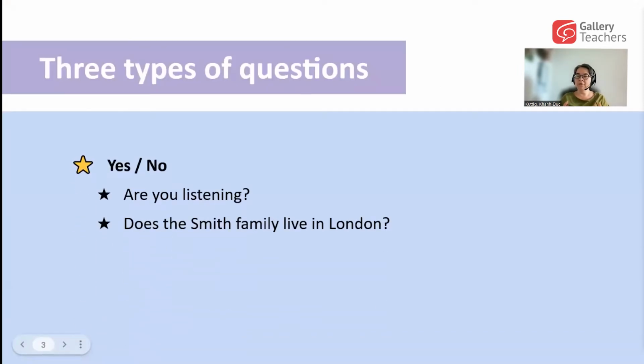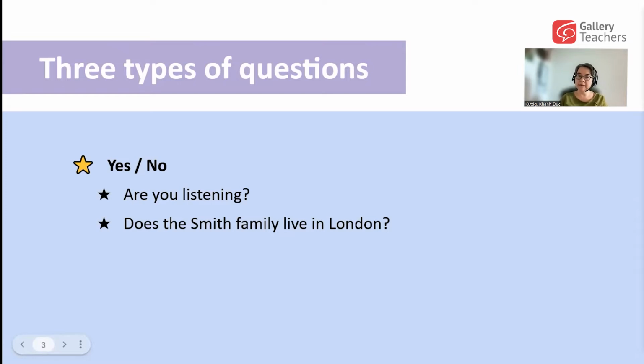We have three types of questions in the English language structurally. First of all, we're all familiar with the yes and no questions, where our students can only answer either yes or no. We've got examples here. For instance, are you listening? Student responds yes or no, or doesn't respond. And second question is, does the Smith family live in London? Maybe a question that you ask after you've done your reading.